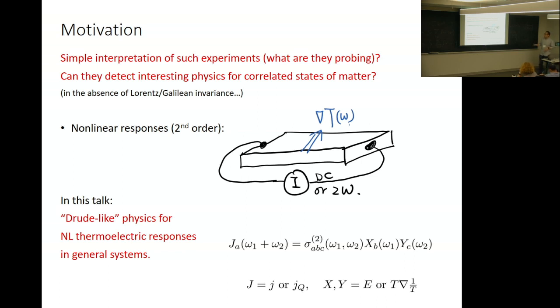Namely, I probe some current, which can be either thermal current or electric current. And my perturbation can be either the electric field or some temperature gradient. Because this is nonlinear, a second order response, in principle you can tune any of them. So there are about 8 possible combinations you can think about. Those are the experiments I'm thinking about.